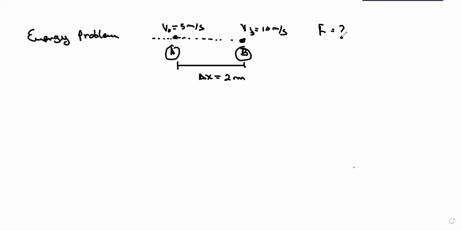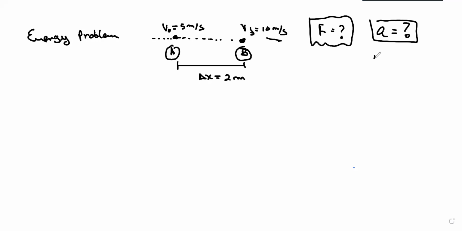The force that you apply to this particle in order to go from a velocity of 5 to a velocity of 10. So the question is, what is the force that produces a change in velocity from 5 meters per second to 10 meters per second? That's our question. And the other question is, what is the acceleration?